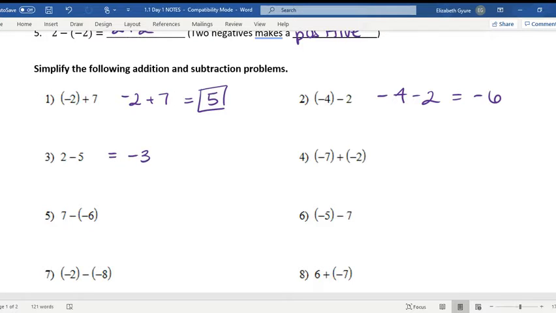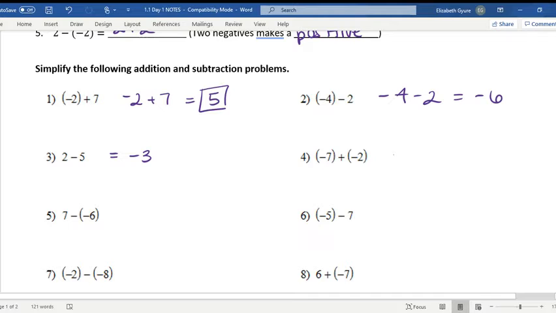Number 4 is -7 minus 2. How could I rewrite this one? Any ideas? You can send it in the chat too if you think you know. Hannah? We can take out the addition sign and make it a what? A negative, and then do we need those parentheses anymore? Nope. Make it -7.